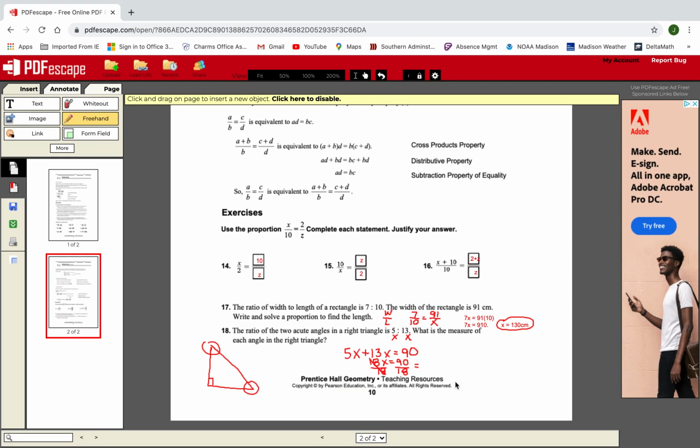And I get 5. Okay, so if I know that x is 5, none of my angles are 5. My angles are 5 times 5 and 13 times 5. So one of my angles is 25. And the other one, 13 times 5, is what? Correct. Or we could simply say 90 minus 25, right? Okay, so there's my two acute angles.